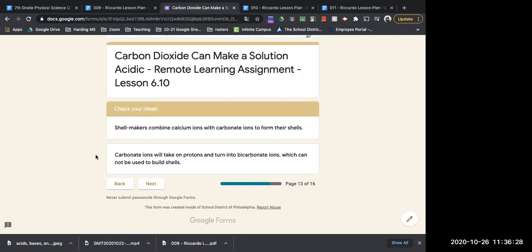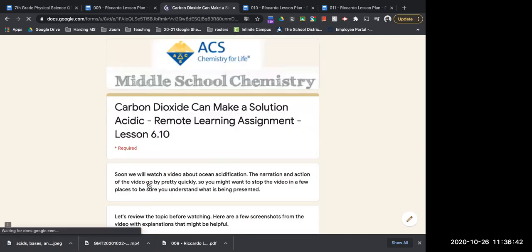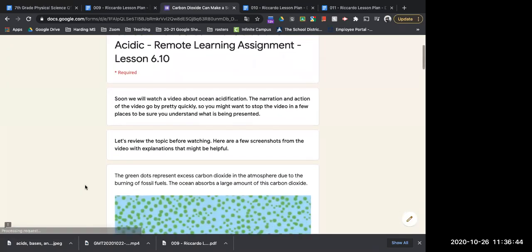Shell makers combine calcium and carbonate to form shells. That's why it's called calcium carbonate. And the carbonate ions will take on protons and turn into bicarbonate, which cannot be used to build shells. All right, so we'll watch a video about ocean acidification. The narration and action of the video go by pretty quickly, so you might want to stop the video in a few places to be sure you understand what is being presented.